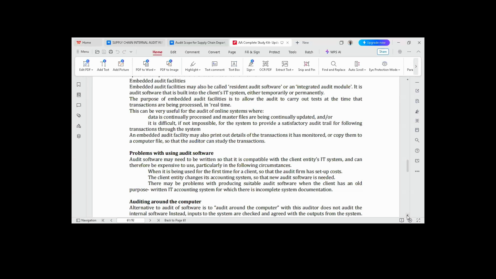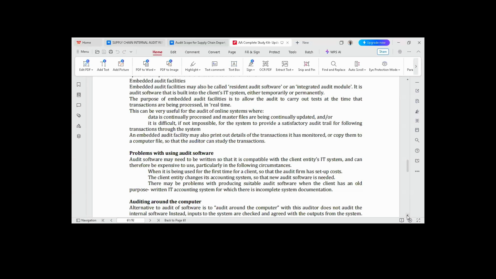Okay? The number three, there may be problems with what? Compatibility with the client system. Okay? With the what? With the client system. For instance, if you are using the old version of Windows, let's say Windows 98, Pentium 1, Pentium 2, Pentium 3, and you want to use audit software that is not using any of that, is using Core i7 or Core i8, how do you work? That will not be compatible with your system. Okay, that's another problem of audit software.